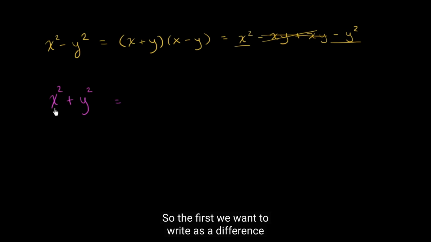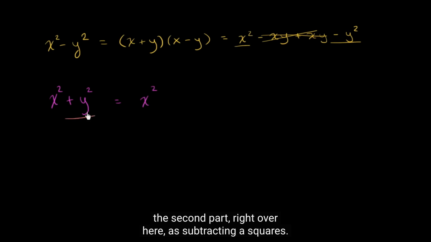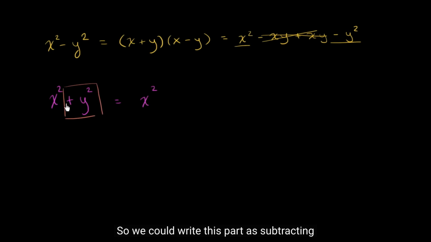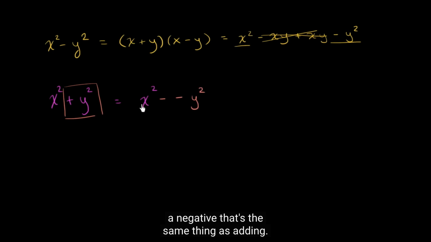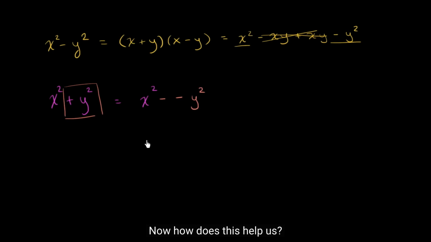So the first we want to write as the difference of squares. So x squared, we'll just keep as x squared. But now I want to write the second part right over here as subtracting a square. So we could write this part as subtracting negative y squared. Obviously, subtract a negative, that's the same thing as adding. Now, how does this help us? Well, this is the same thing as subtracting negative 1 times y squared.